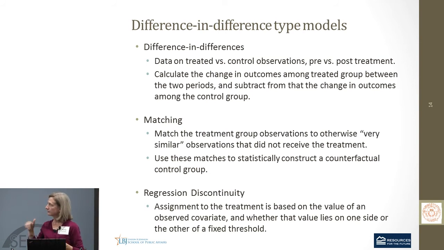And again, I'll talk about examples of each of these. And then finally, there are regression discontinuity methods, where the assignment to the treatment is based on the value of an observed covariate, and whether the value lies on one side or another of a fixed threshold. So in some ways, you can think about that minimum wage experiment as a regression discontinuity experiment. What was the discontinuity? It was the state border, right? That determined whether you experienced the increase of the minimum wage or not. There are others as well.